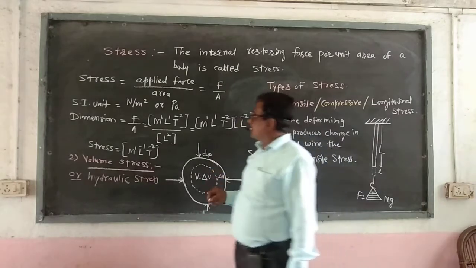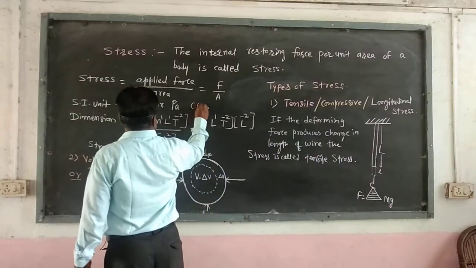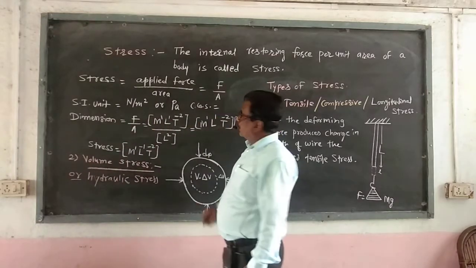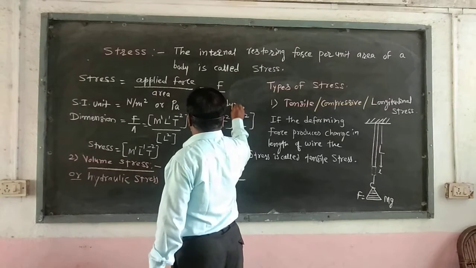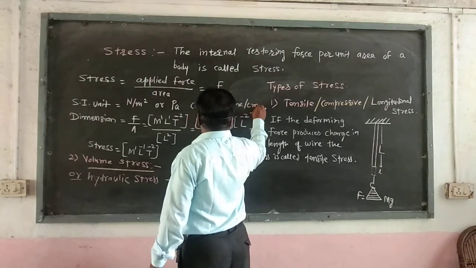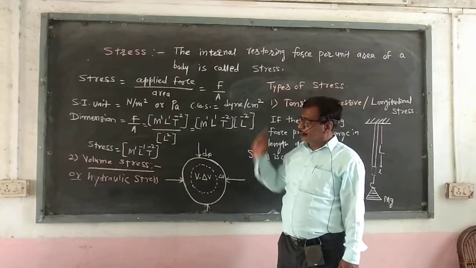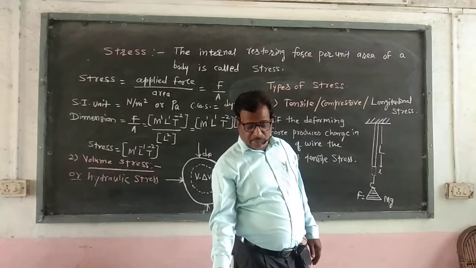Then we write its CGS unit. So CGS unit is equal to, here force is measured in dyne. So dyne per centimeter square is the CGS unit of stress. Now we find out dimension.